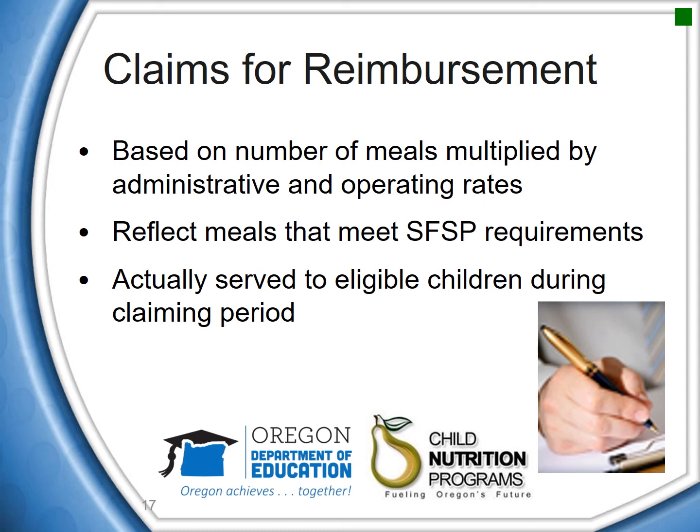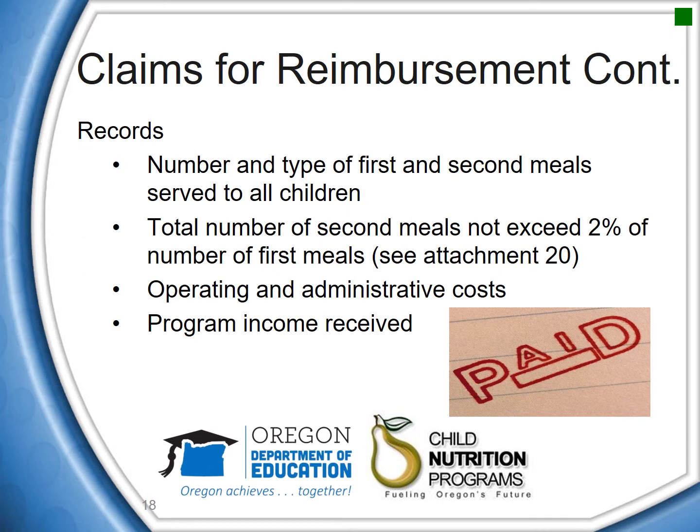Claims for reimbursement must reflect only meals that meet SFSP requirements and are actually served to eligible children during the claiming period. Based on records that are regularly submitted by the sites, sponsors must report the number and type of first and second meals served to all children. Sponsors of camps need to report the meals served to eligible children only. The total number of second meals claimed cannot exceed 2% of the number of first meals for each type of meal served during the claiming period.